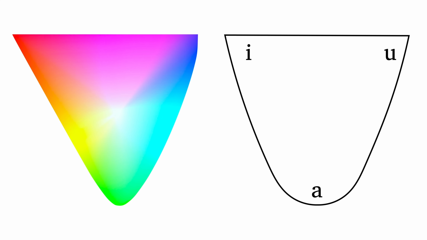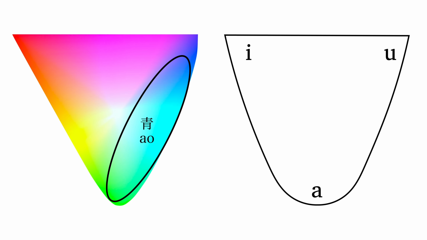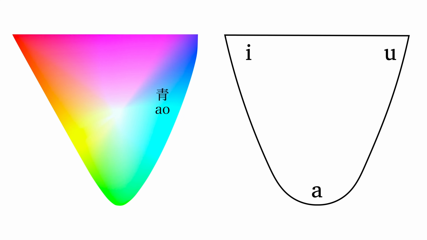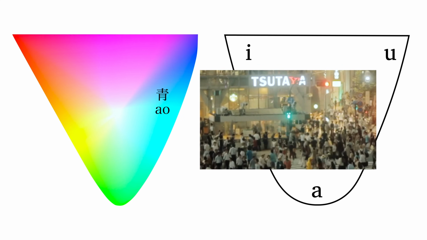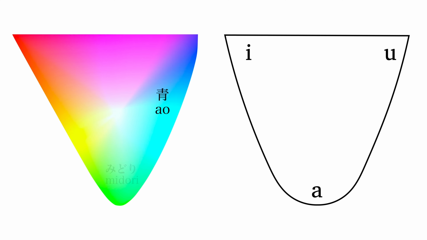For example, a lot of languages have just one basic word covering this whole area. The traditional Japanese word ao was like this, though modern Japanese restricts that word to blue, except it's also used to refer to the go colour in traffic lights. For other greens, Japanese now uses midori, which means roughly leafy.